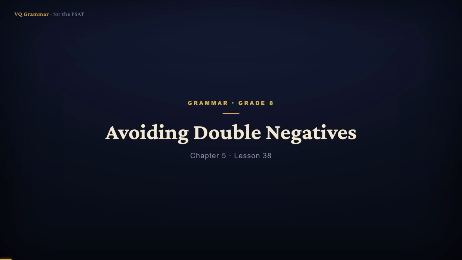Some sentences pack in two negative words when one is plenty. That mistake is called a double negative, and today we'll learn to spot it and fix it. The rule is simple: one negative per clause.